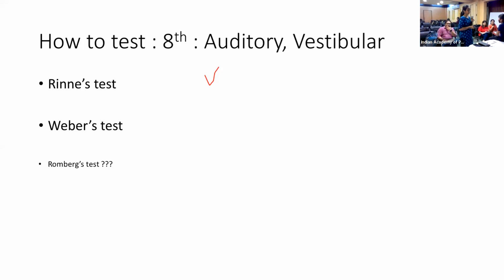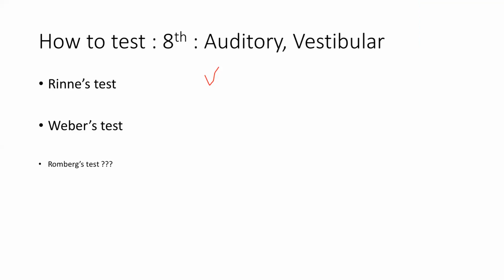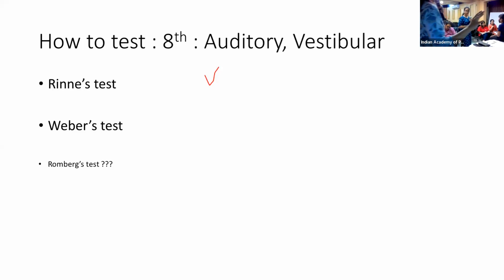But if I have a sensorineural deafness on my right side, somebody online can answer this. Where will the Weber lateralize? To the left side, the contralateral normal side. All right. But if there is a bilateral sensorineural loss, you cannot use this test. Now, I thought I'll put Romberg's here, but can somebody tell me Romberg's is a test for what?